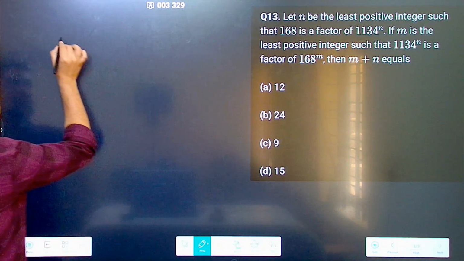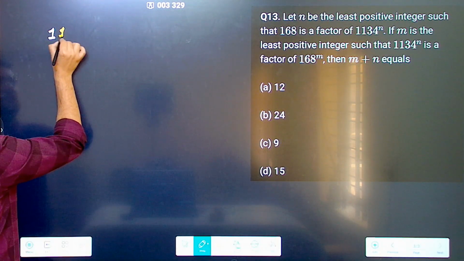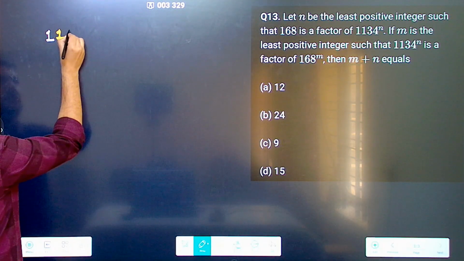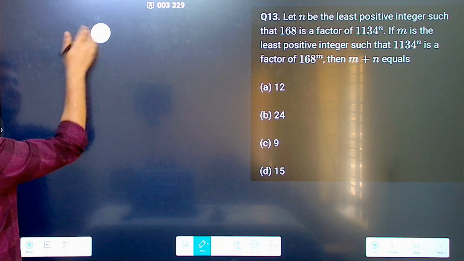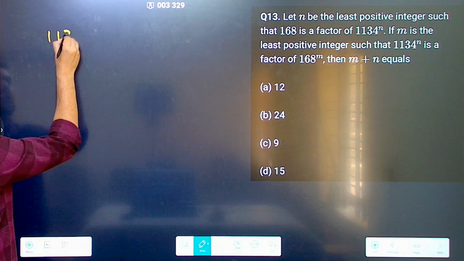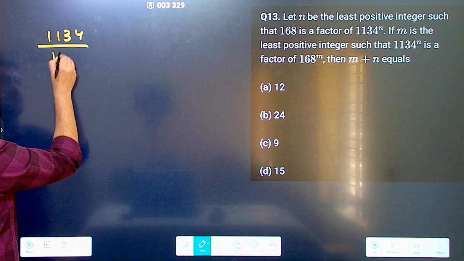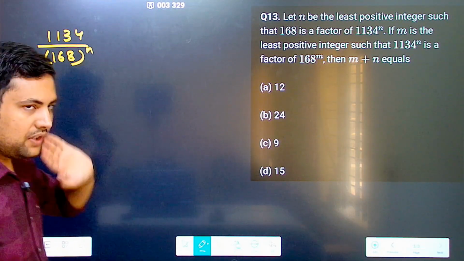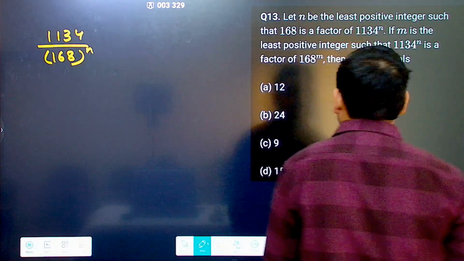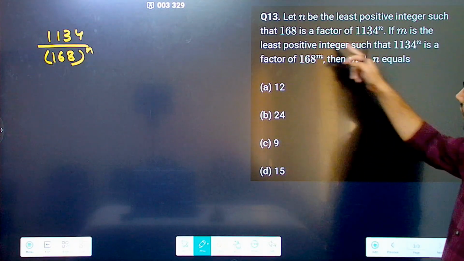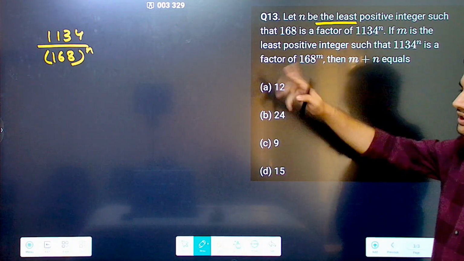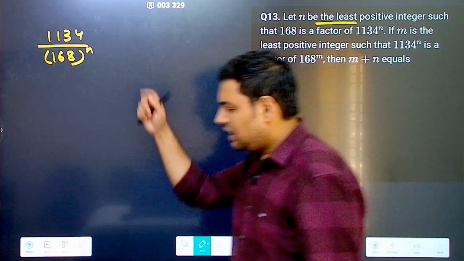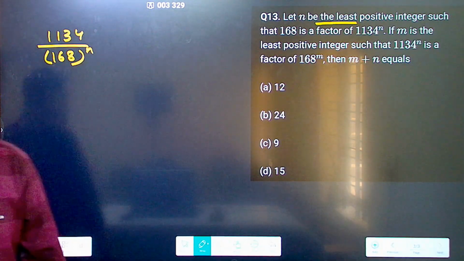Now it is not difficult at all. I will show you. See, the first case scenario is that 1134 is divisible by 168 power n. So first I need to find this value of n. Okay, where now this is the least value that will satisfy this. First let's find n, then we'll see the further question. Now can you find n here? What might be the possible value?